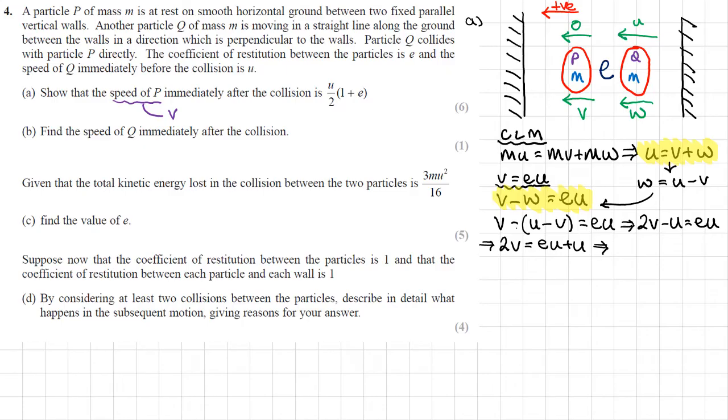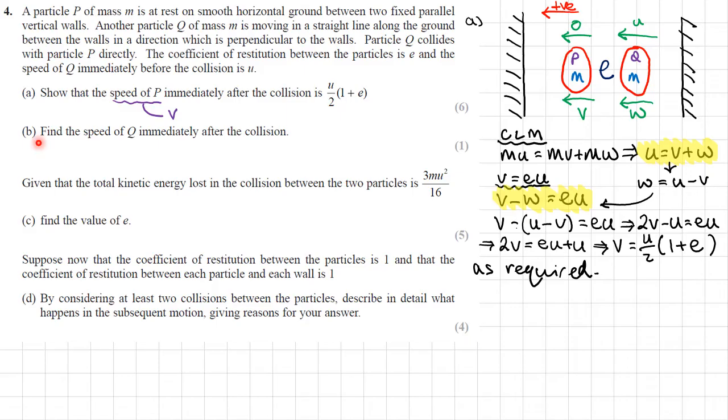And then what I can do from here is make v the subject, divide both sides by 2, and also factor out the u, because I'm looking at what I've got here. So u over 2, and then in brackets I will have 1 plus e. So always leave your answer in the form that they ask for. So I'll put that as required.